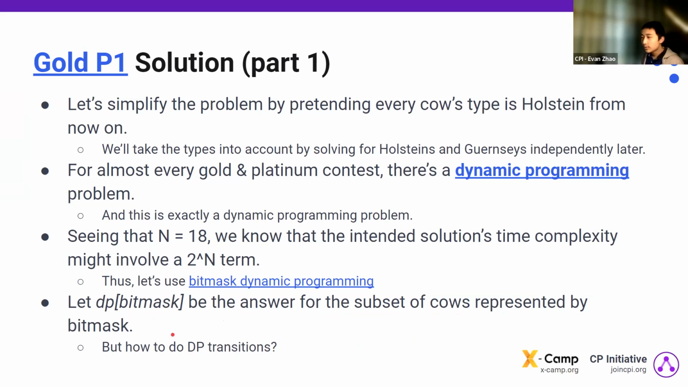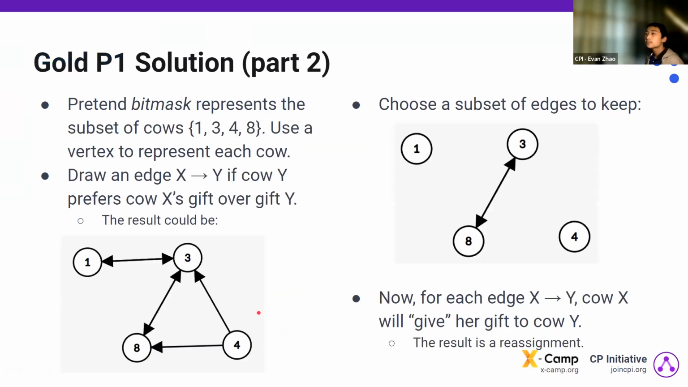Here we will logically ask, how do we do DP transitions? That's very important. We don't know that yet. Let's continue. So part 2 of the solution.